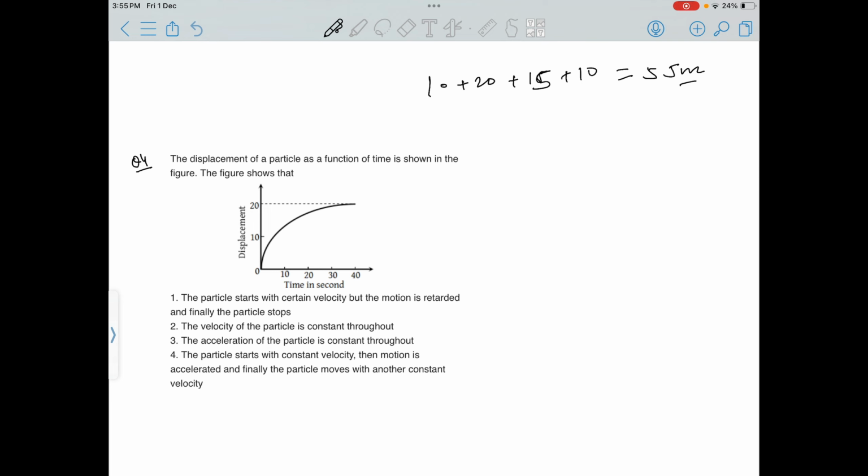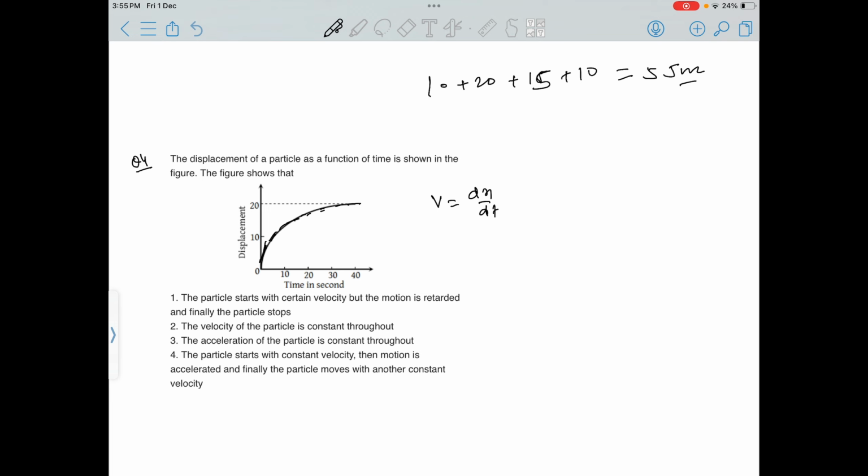Question 4. The displacement of the particle as a function of time is shown. So dx by dt is velocity. Its slope will give velocity. Okay, so the slope is decreasing.